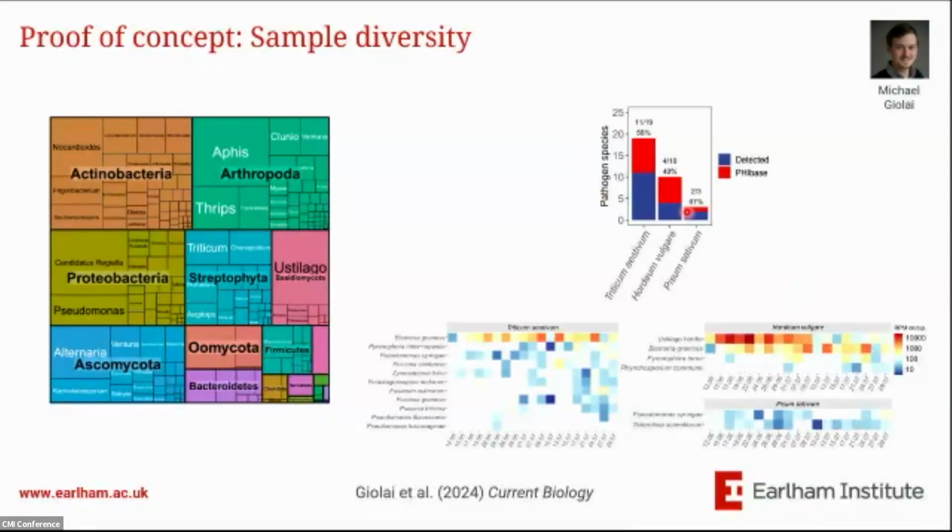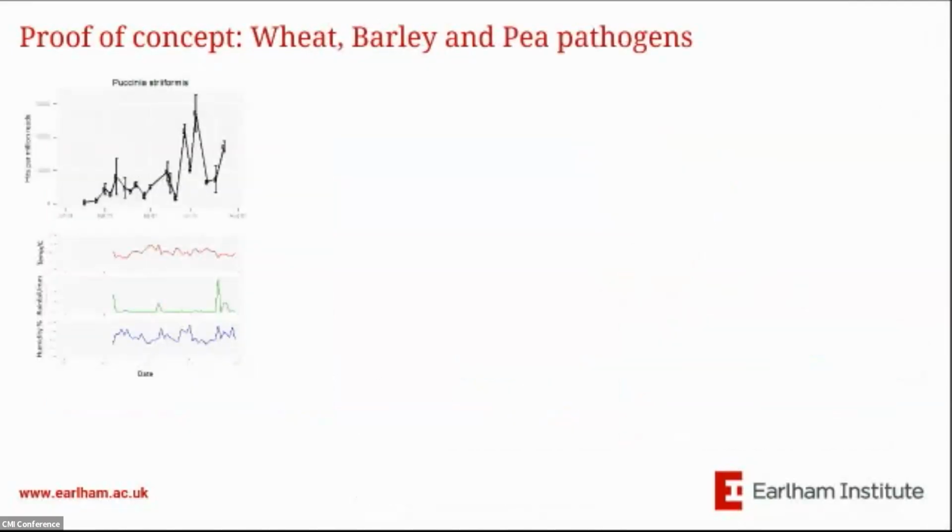So what you can see in this plot here is wheat, barley, and pea, and the red bar is showing the number of pathogens in Phibase, and the blue bar is showing the number of those that we detected at some point over the 2 months through our AirSeq data. And the heat maps at the bottom are giving a more detailed view of some of those pathogens. But on the next slide, there's 3 that I've picked out as examples.